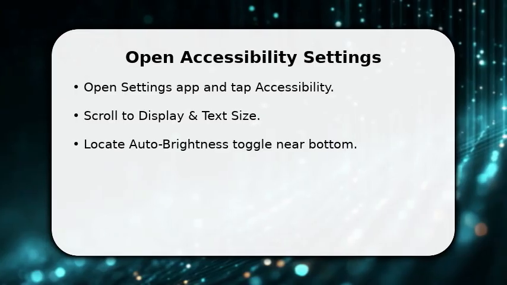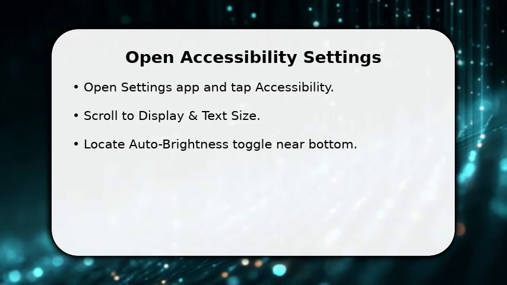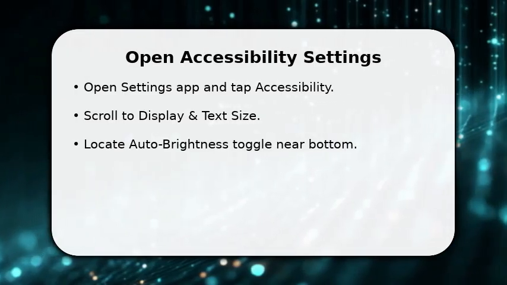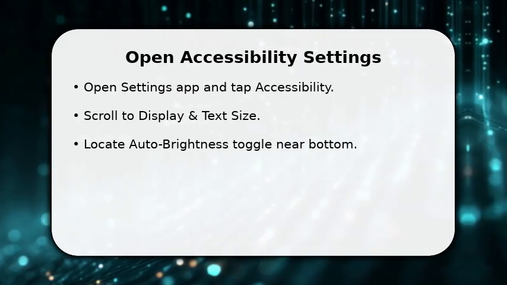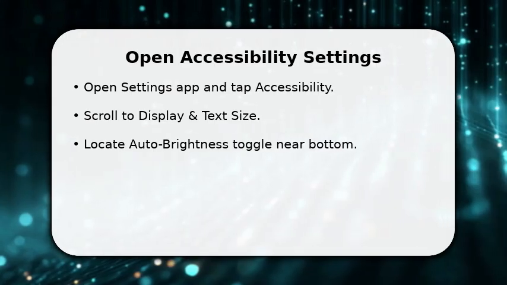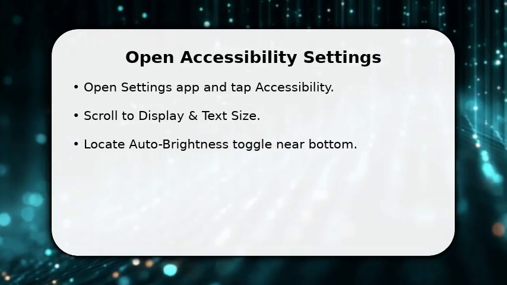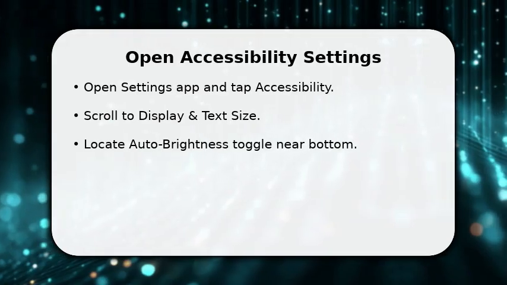You're starting where the system actually controls auto brightness. Open settings and go straight to accessibility, then display and text size. This is the concrete path Apple uses now. Once there, you'll see auto brightness listed. Don't look in display since recent iOS moved it.